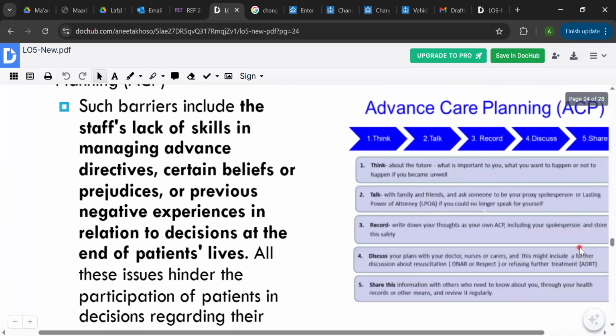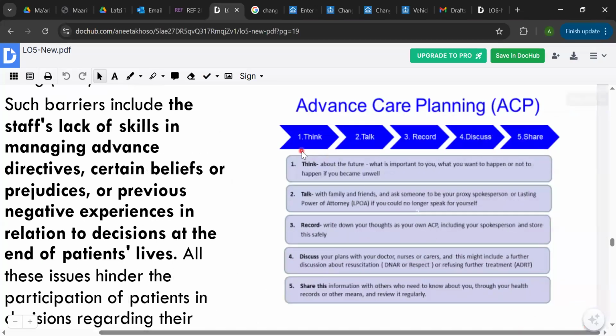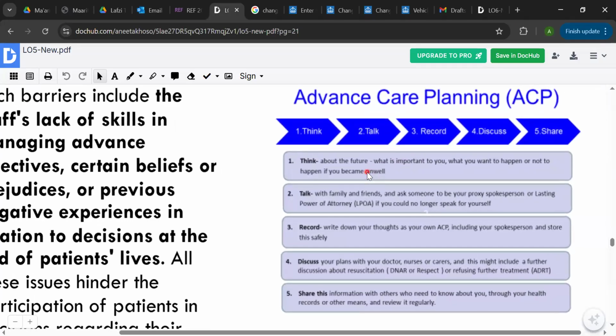Now, in advance care planning, there are different processes: think, talk, record, discuss, and share. When thinking, you think about your future, what is important to you, what you want as a patient or a person receiving the care, what you want to happen or not to happen if you became unwell. Just think about it.